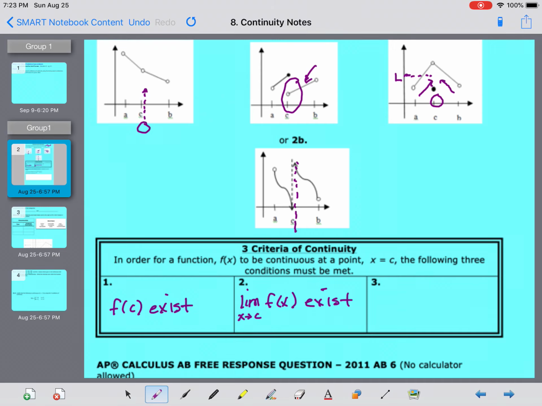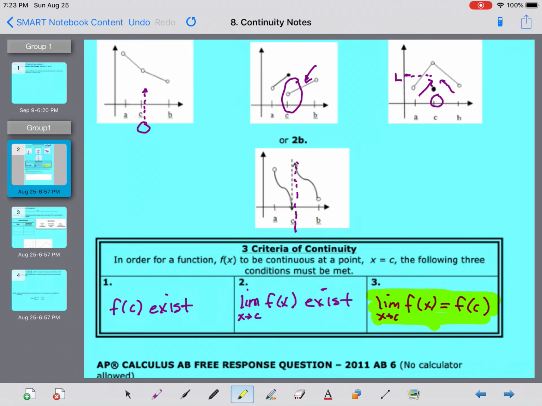And then the third and most important thing is that our limit, as x approaches that C value for the function, must equal the function at that value. And that is probably the most important part of the definition of continuity, that our limit and our function must come into agreement.